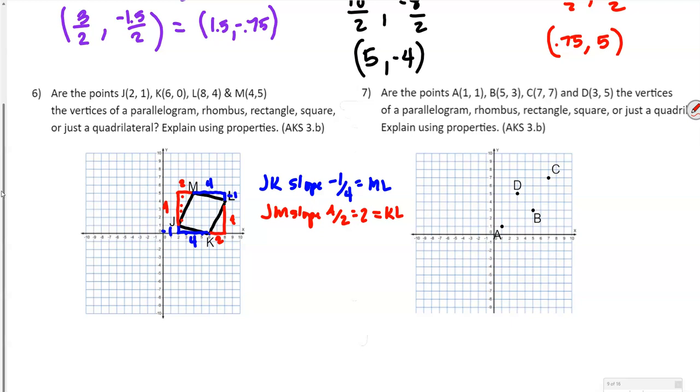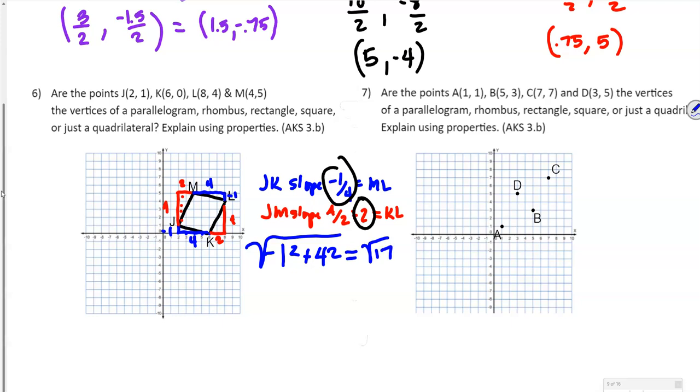Okay, so what do you notice? These are not negative reciprocals of each other, right? So this can't be a rectangle or a square. And let's check and see if it is a parallelogram, okay? So, or I mean a rhombus. So if I do negative 1 squared plus 4 squared, and I take the square root of that, that's 1 plus 16.